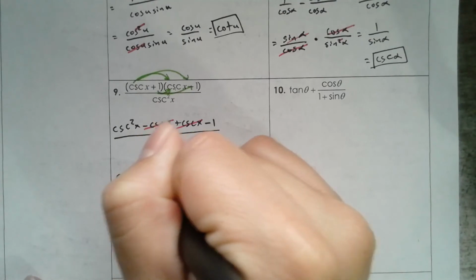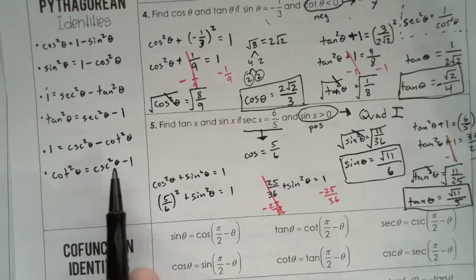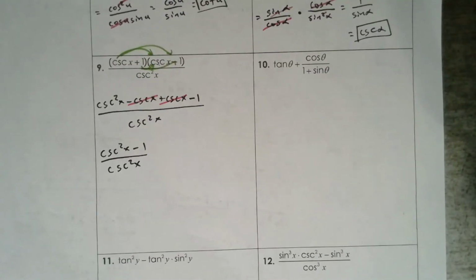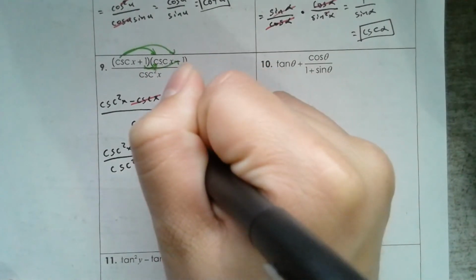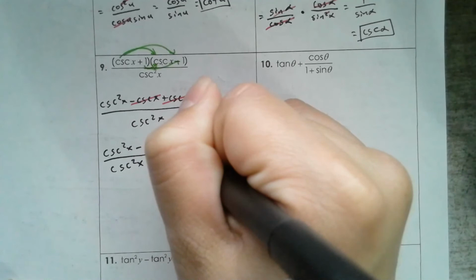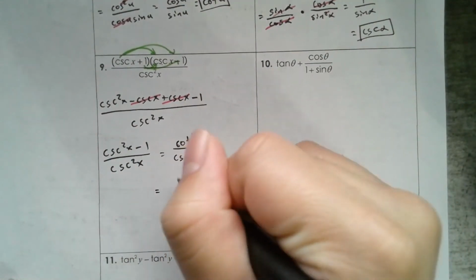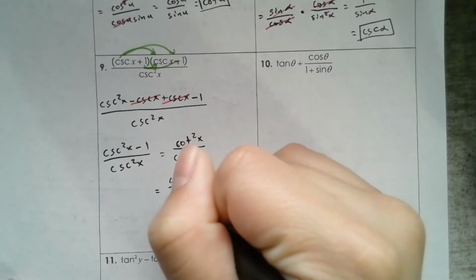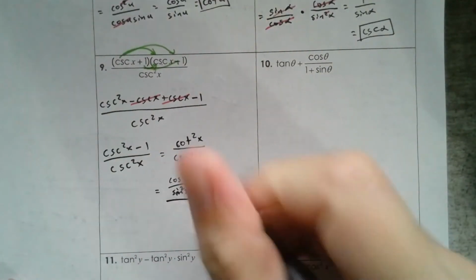Cosecant squared x minus 1, that is an identity. I have it right here: cosecant squared minus 1 is cotangent squared. So this one will become cotangent squared x over cosecant squared x. Cotangent squared x is cosine squared x over sine squared x, all over cosecant squared x, that's 1 over sine squared x.